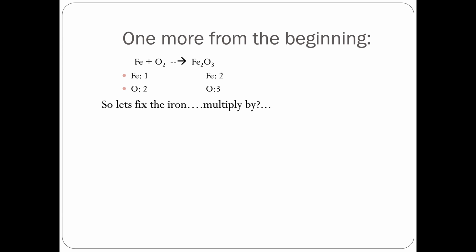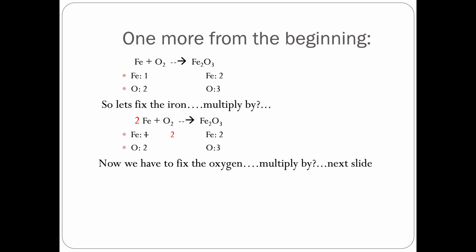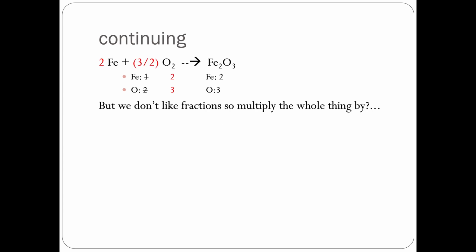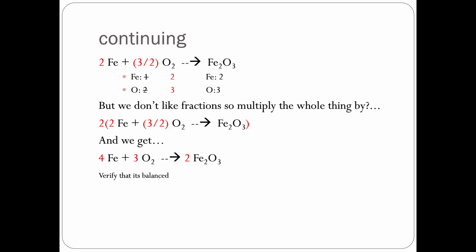All right, one more. Okay, so let's fix the iron. Put a 2 there. Okay, try this on your own and then just hit pause in between. And you see I'm recounting everything. The iron looks balanced. Now we'll go to the oxygen. So let's use that same trick. Put a 3 halves in front of there. Now it's balanced. So we'll multiply the whole thing by what? By 2. And then we just do the math, and we get that. All right, so you can verify for yourself that it's balanced.